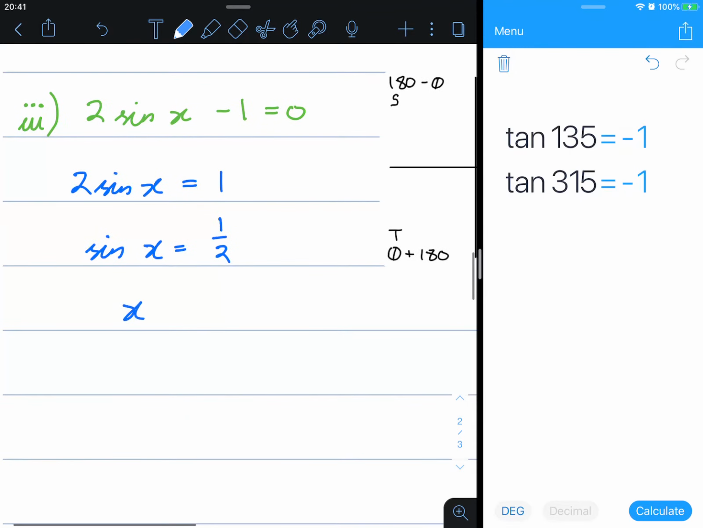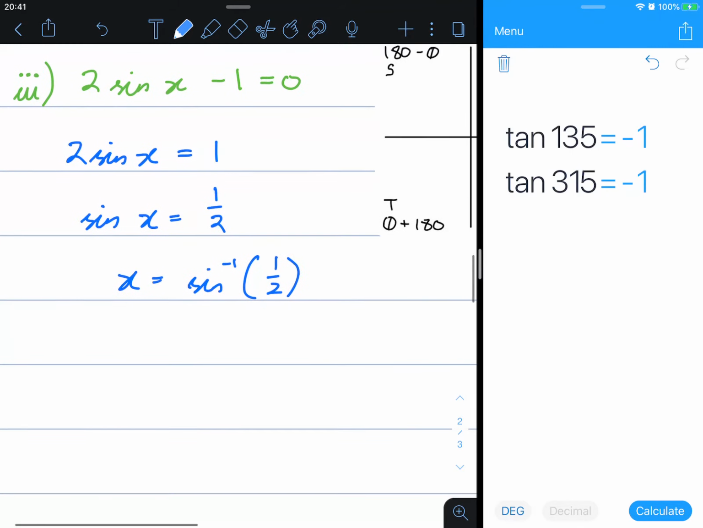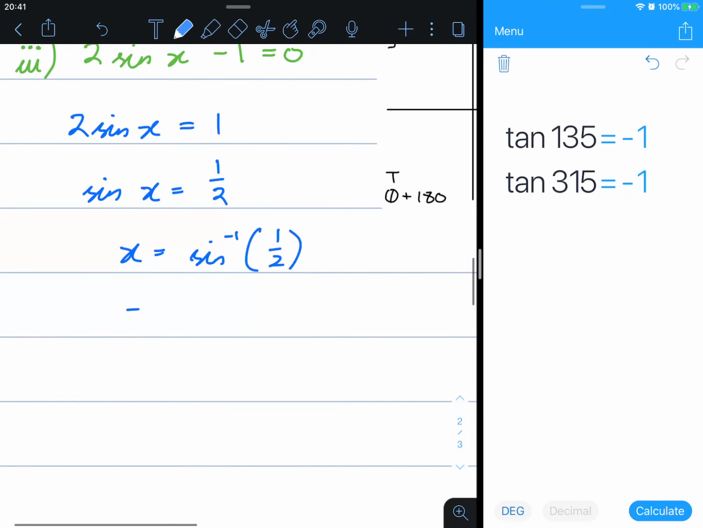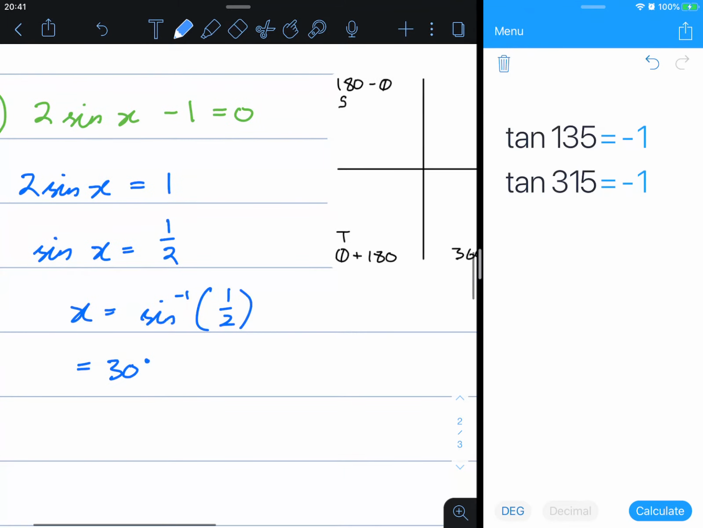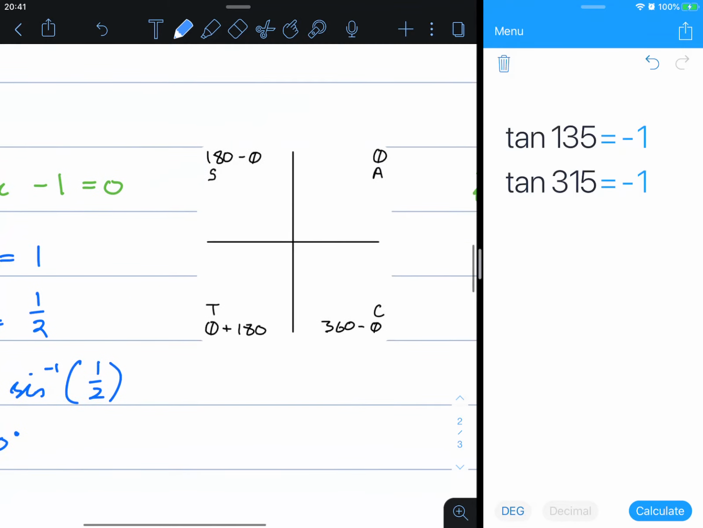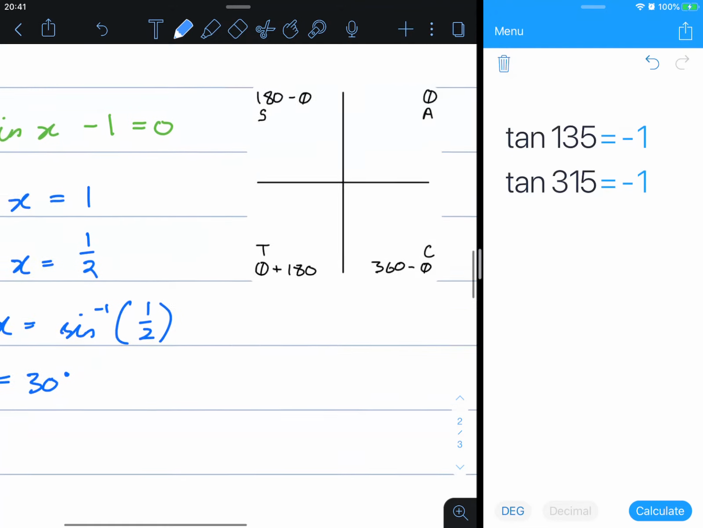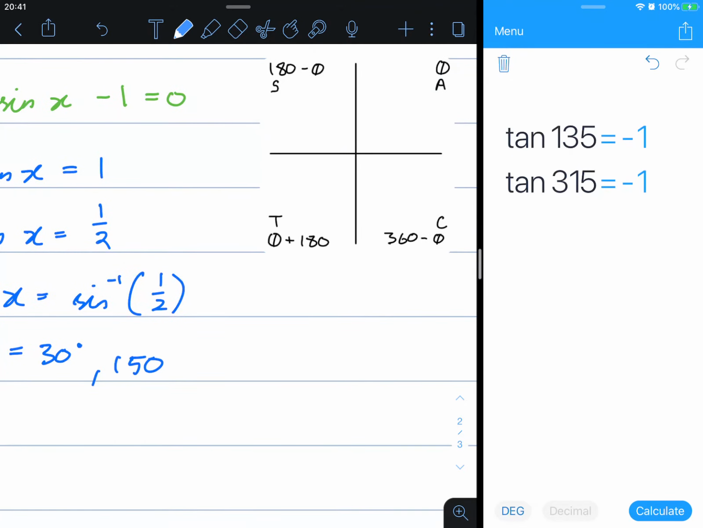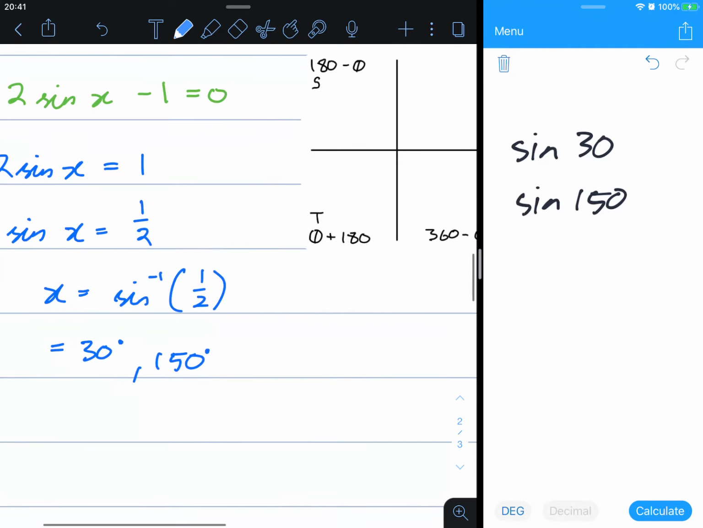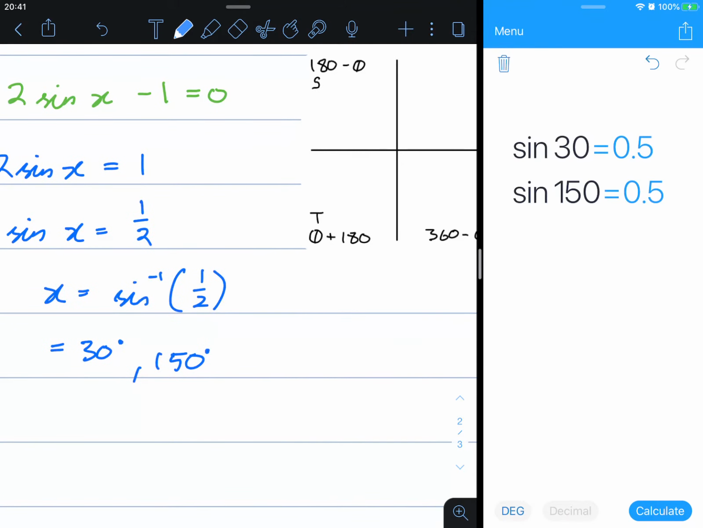And at this point, now we take the inverse of sine of half, which I know already to be 30 from my exact values. So that's 30 degrees. And that's in the first quadrant. Another quadrant where sine is positive is the second quadrant. So we're going to do 180 take away 30 degrees. That's 150. Again, you can always check your solution in a calculator. So both of these answers should give me half. And 0.5 is half.